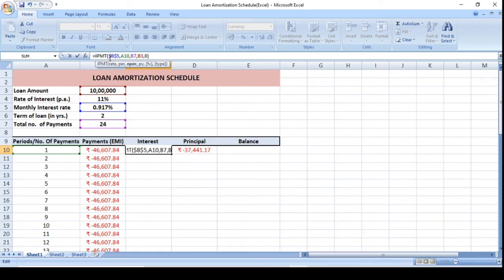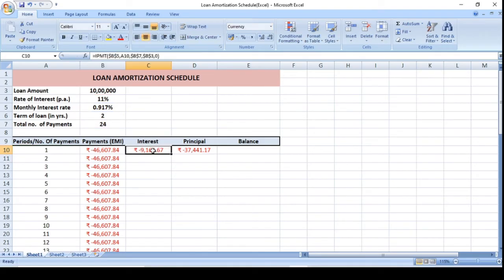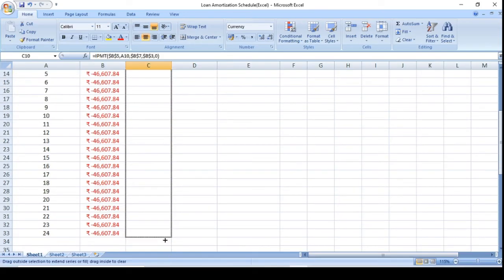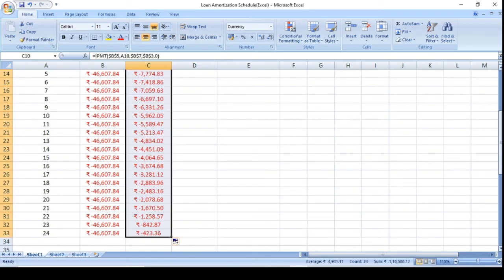Now in B7 we have expressed the total number of payments or the periods. So the total number of payments or the total number of periods is going to be the same. We need to freeze it again. And B3, the loan amount, is also going to be the same. So freeze this also. Now enter, and if we drag this formula for all those 24 months, we will get the interest amount, and these will be the interest component contained in these EMIs.